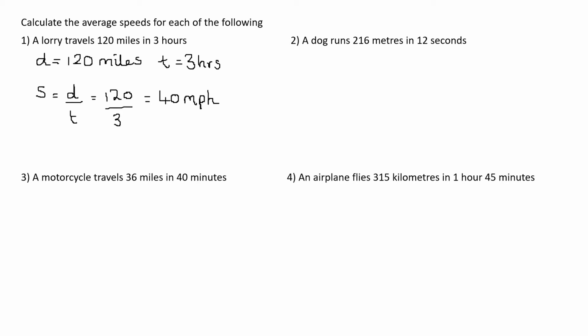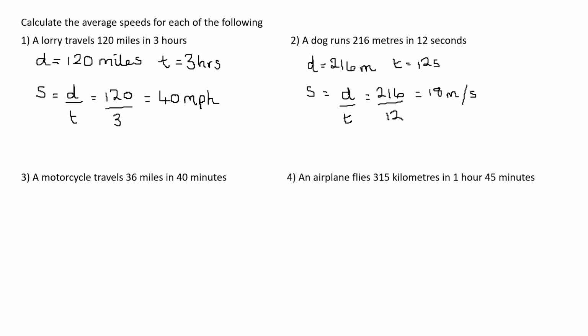Question 2. A dog runs 216 metres in 12 seconds. So our distance is 216 metres. Our time is 12 seconds. So speed equals distance divided by time equals 216 divided by 12, which will give us 18, and our units are metres and our units of time are seconds, so it will be 18 metres per second.